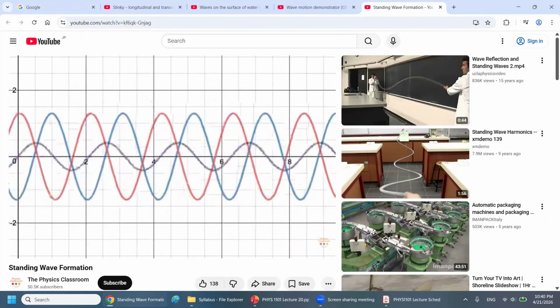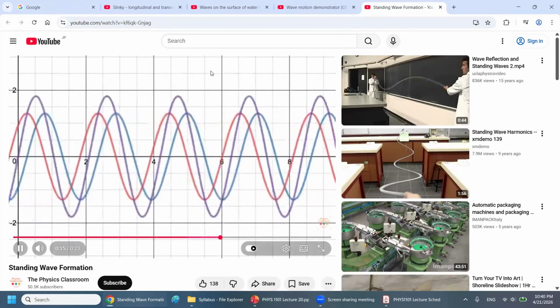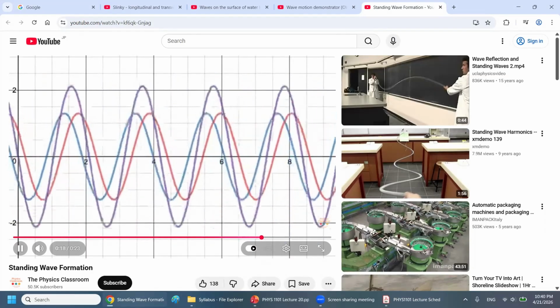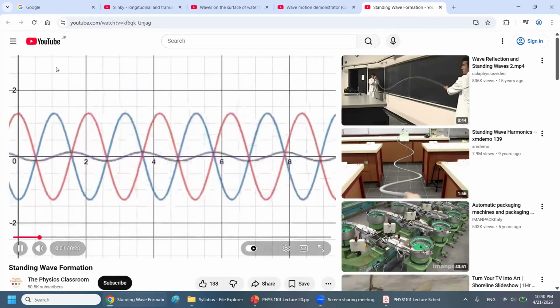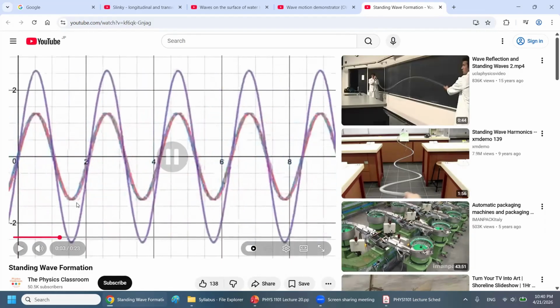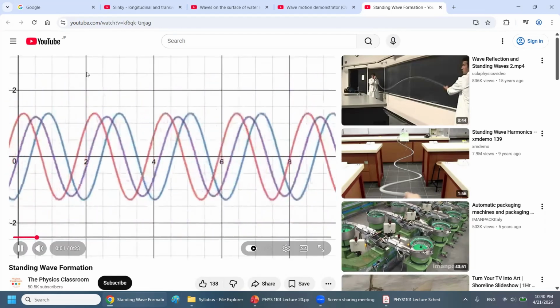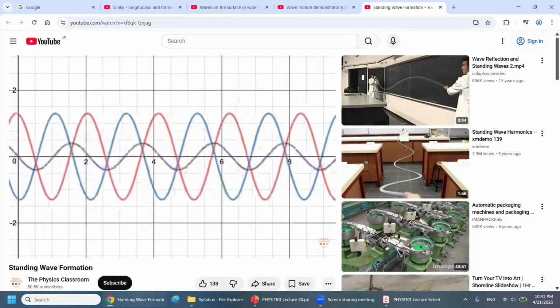Okay, sorry, the red wave, the peak is moving towards right. And if you look at the blue wave, you can obviously see that, okay, let's start from the beginning. We see that the red wave is moving towards left, the blue wave is moving towards right, and they add up to give you this purple wave.